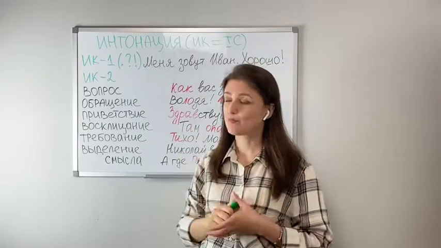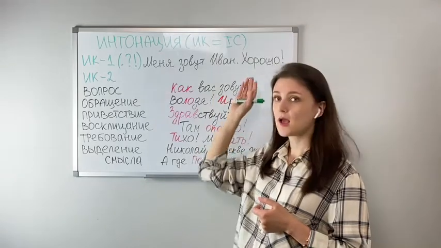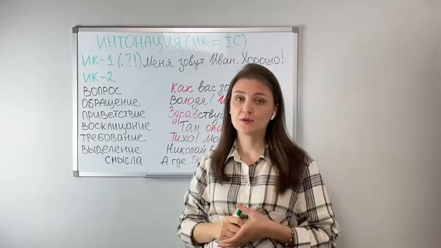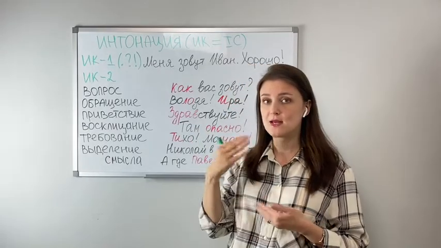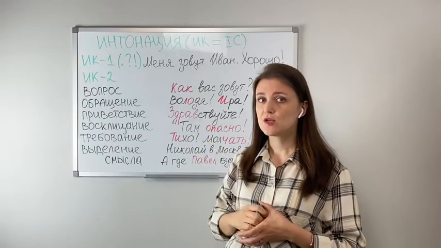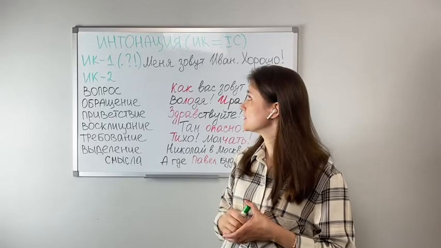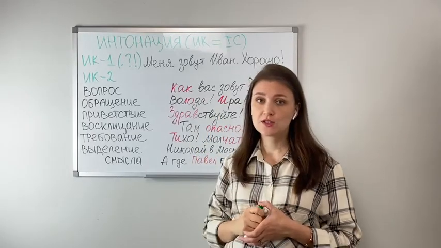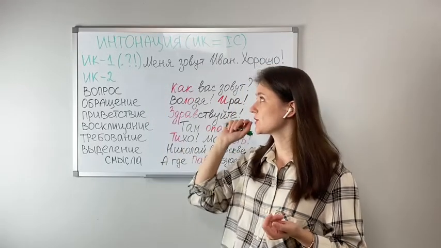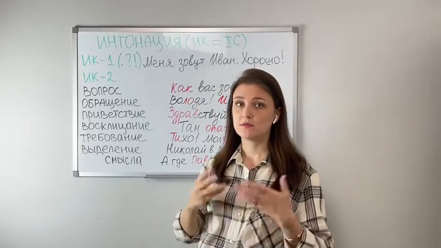For example, меня зовут Иван. Хорошо. That's a rather simple sentence. You just give some information to people. You don't emphasize any word in this construction. So it's a neutral sentence, and we don't need to do anything special with intonation construction number one, because it's just when you give some message.